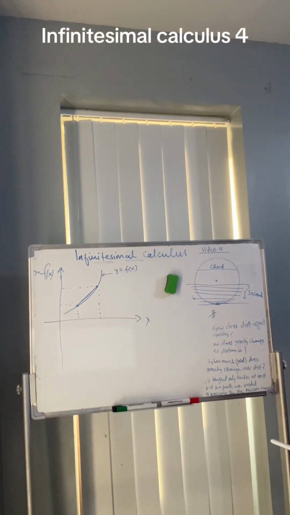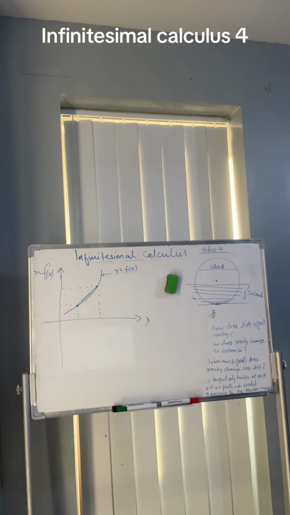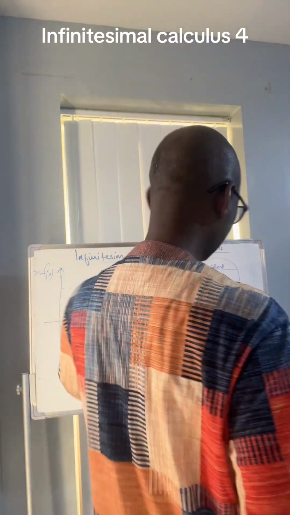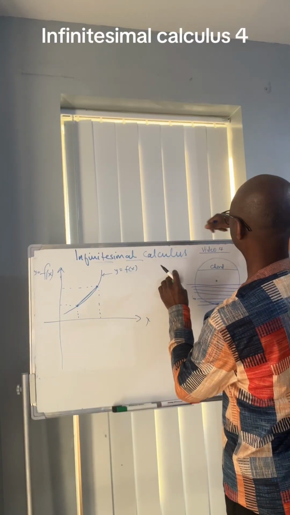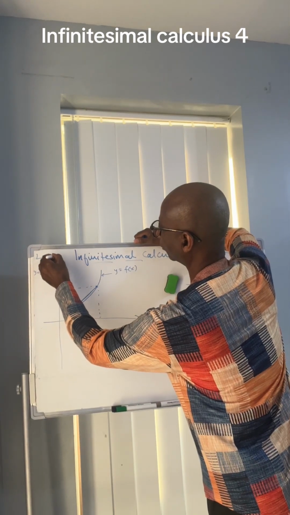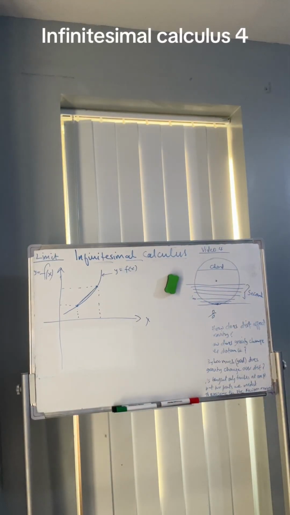We are still on infinitesimal calculus and we are now looking at video number 4. We have reached a position wherein we want to look at what a limit is. Limit. From our previous video, why do we need this limit?